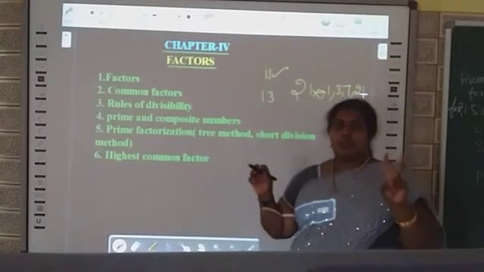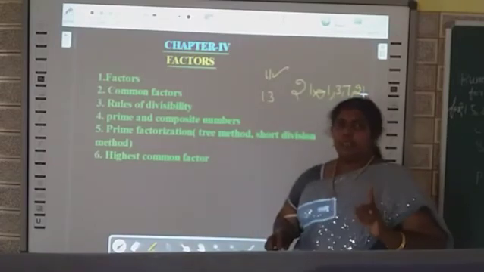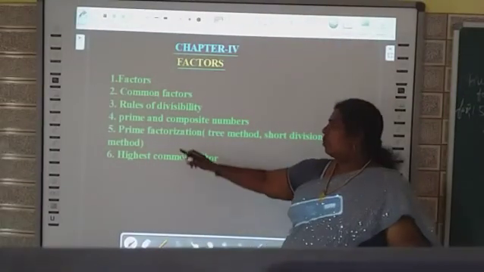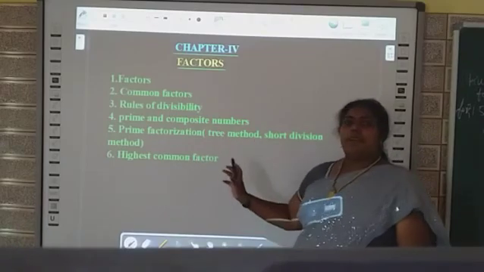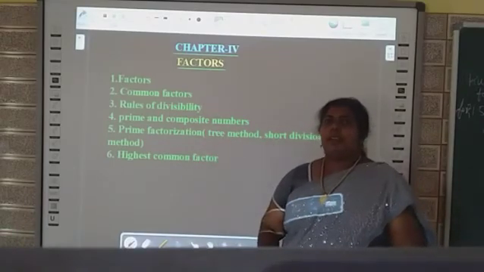Next, prime factorization. Here we use 2 methods, right? Tree method and short division method. So next we are going to discuss prime factorization. Here we are going to use the tree method and the short division method. Okay? Yes.